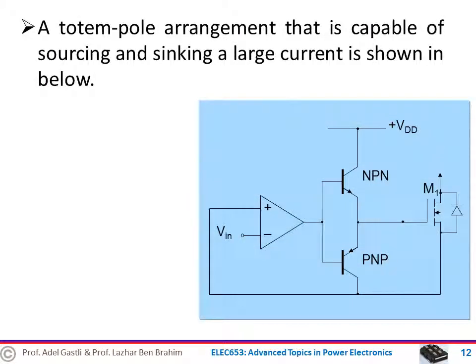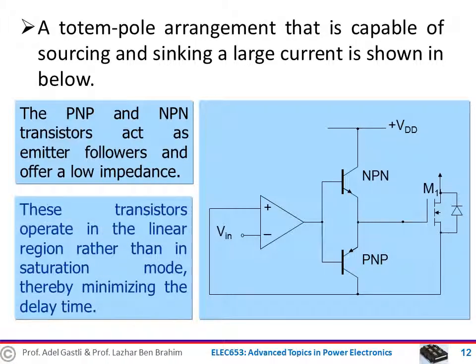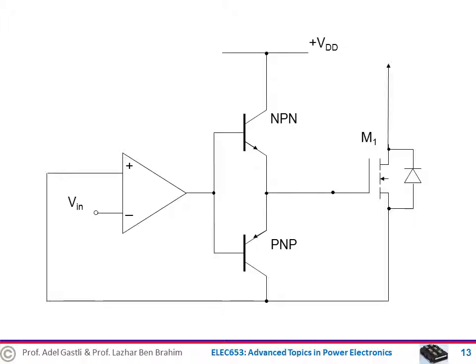The totem-pole arrangement shown in this figure is capable of sourcing and sinking large currents. The PNP and NPN transistors act as emitter followers and offer a low impedance to the circuit. These two transistors are very fast. They operate in the linear region rather than in the saturation mode. Thereby, they minimize the delay time. Let's see how such a circuit works.